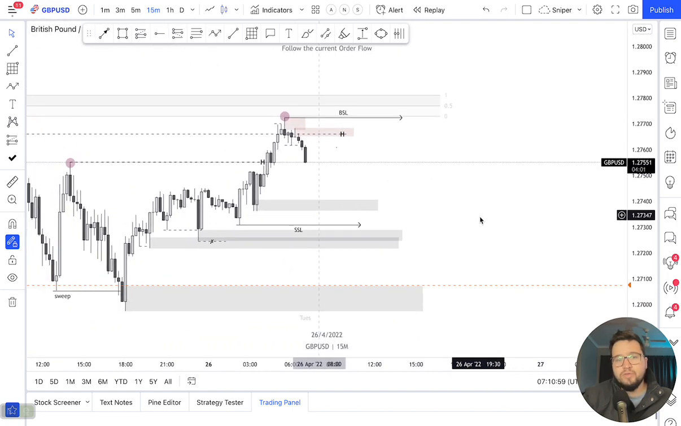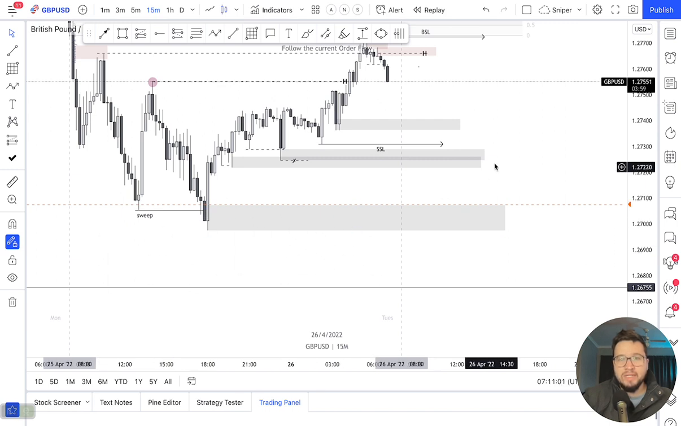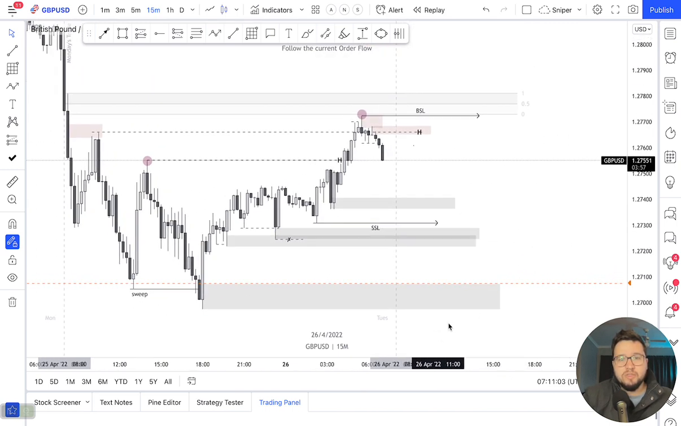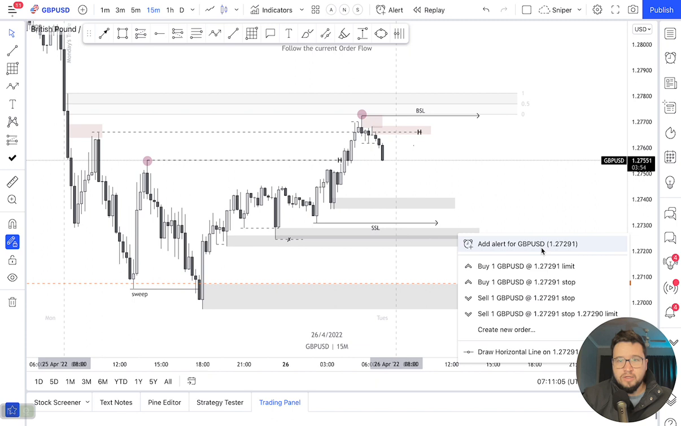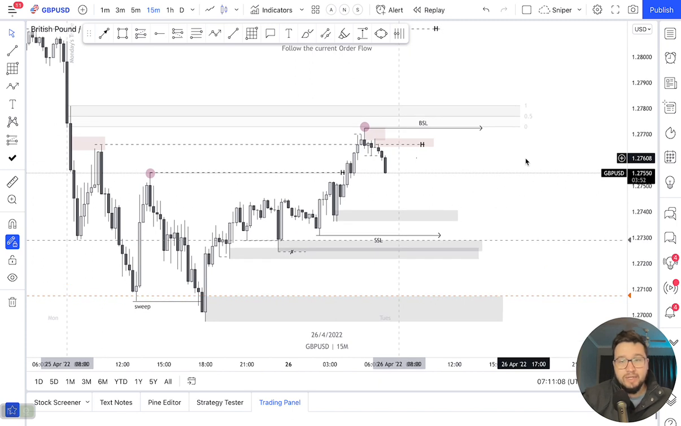Primarily, I would be looking for longs just because of where we're reacting off of on the daily. So let's set that alert here. That is then currently the idea for today.